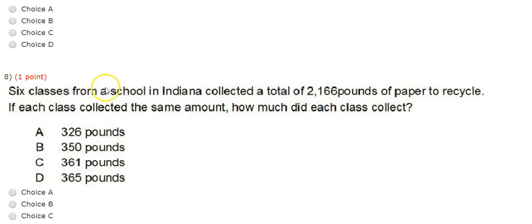Number 8. 6 classes from a school in Indiana collected a total of 2,166 pounds of paper to recycle. If each class collected the same amount, how much did each class collect? Again, 6 classes from Indiana collected 2,166 pounds. If they collected the same amount, those 6 classes, how much did each one collect individually?